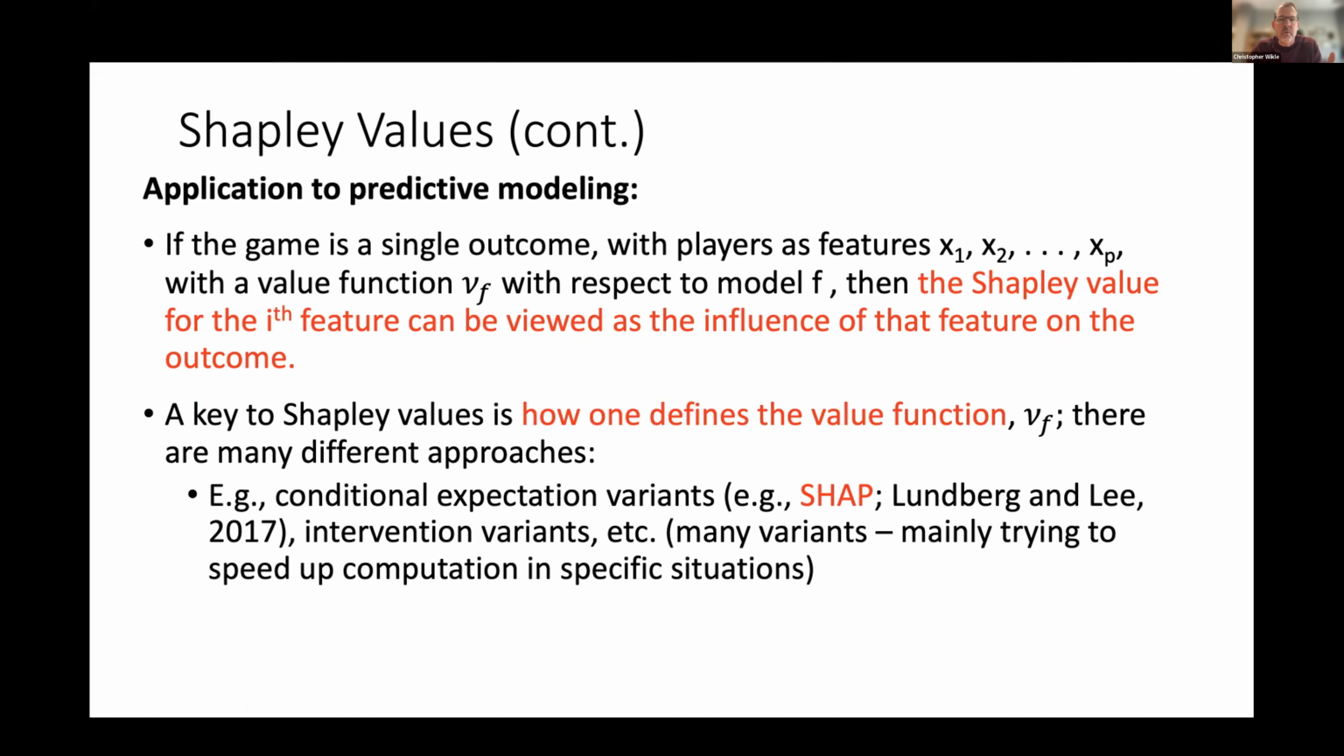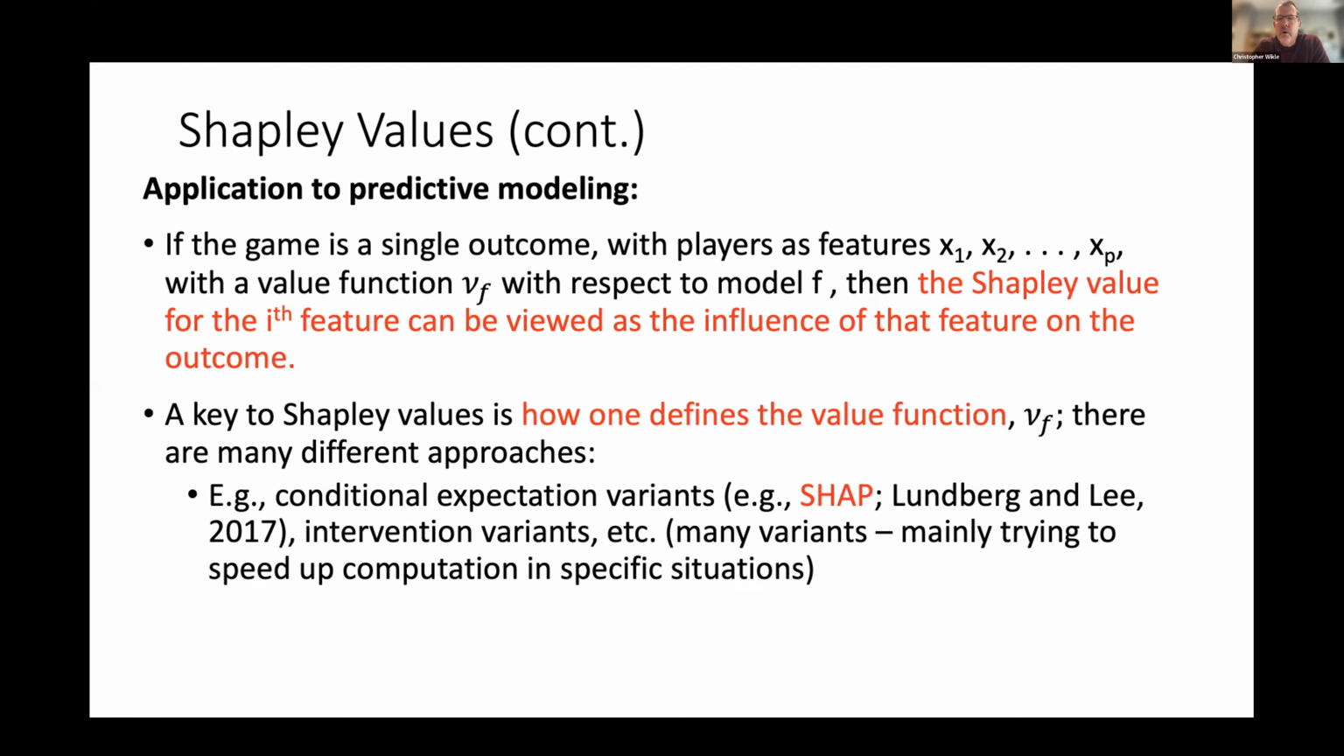And if this talk were just about Shapley values, we could spend a lot of time on this, but instead I'll just refer you to one of the methods that I think is one of the more popular ones, called SHAP, which is conditional expectation variance. And it actually is kind of nice because it's related to LIME in a way as well, but I won't go into that.